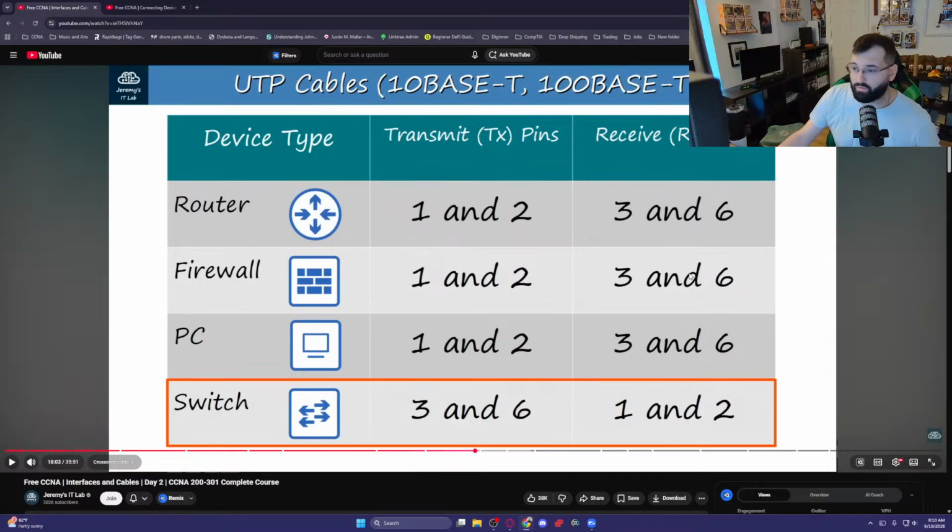This is really good. I've always struggled with understanding the difference between straight through and crossover. Man, Jeremy, not Jeremy. No, I don't want to be rude. Jeremy really explains this really, really well.